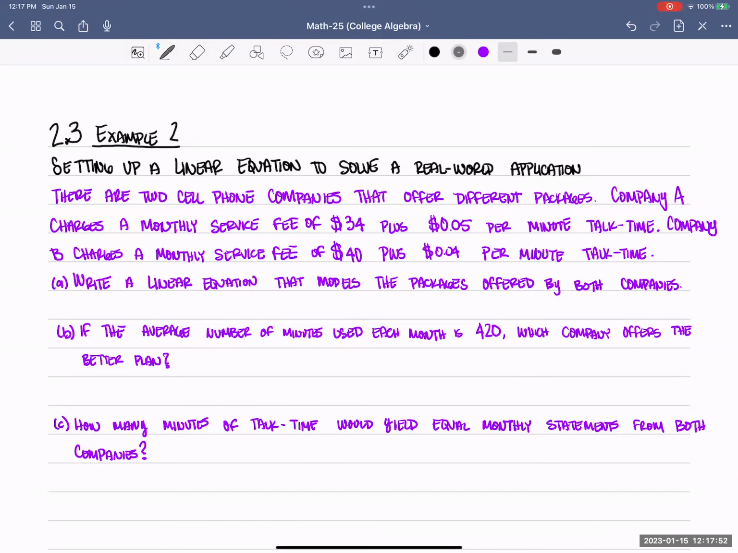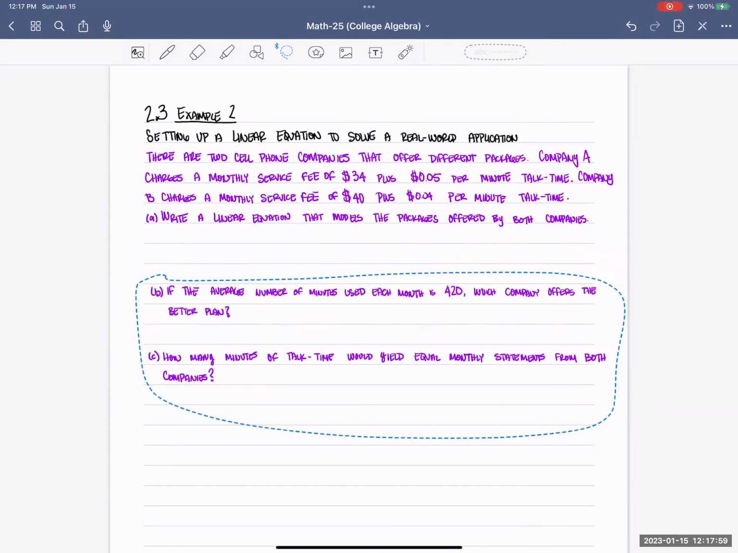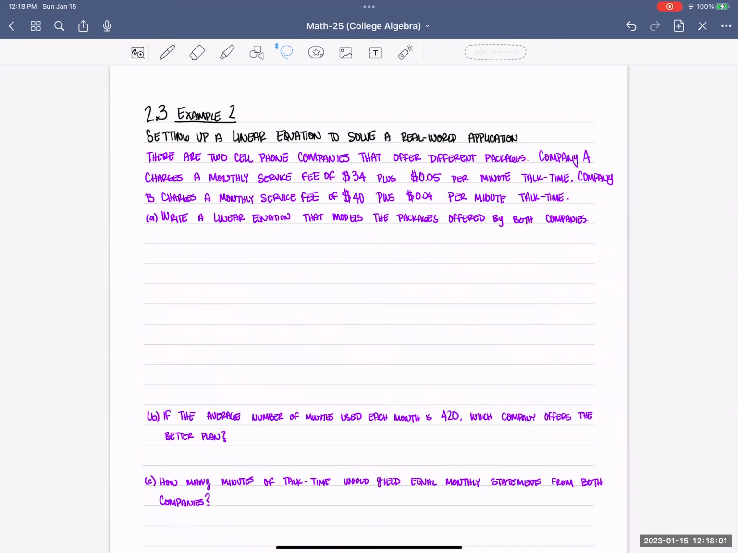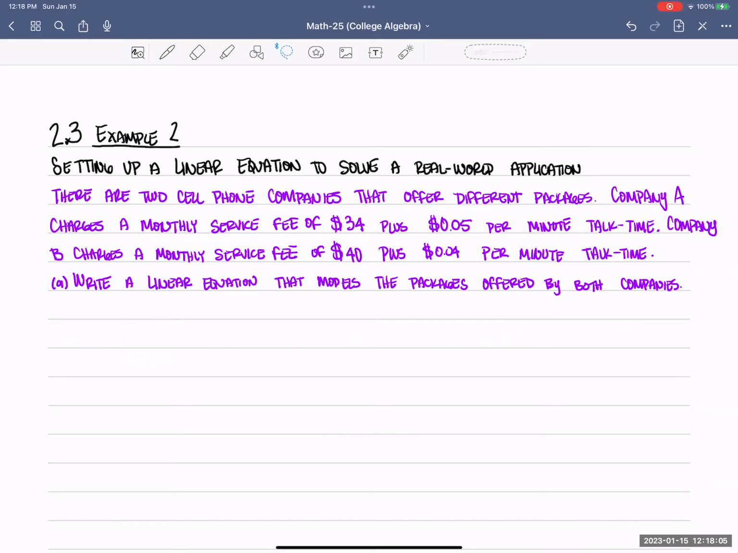And we'll do the rest as time permits. So let's move this over to give us some room to solve that first part. So write a linear equation that models both packages. So we'll call one company A, as it's stated here, and the other one company B. So starting off with company A.